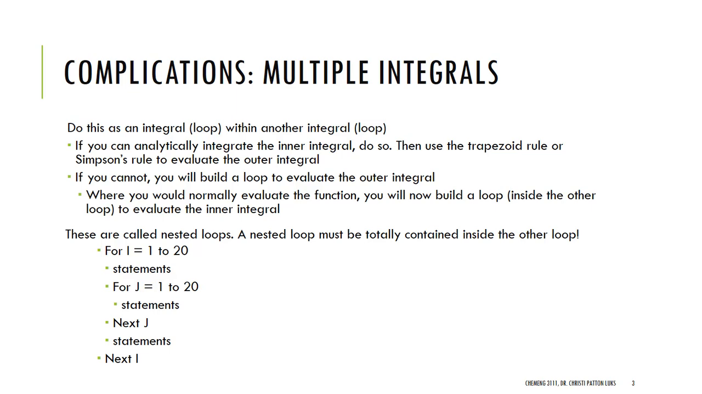These are called nested loops. A nested loop has to be nested totally inside the other loop. So think of these like the Russian stacking dolls. They have to be totally contained inside the other one. So for instance, here I have a loop on i that goes from here to here, and I have a loop for j that is totally contained. So it starts and it stops totally inside. Now it's possible you might have the stop of both of these right next to each other or the start of both of these right next to each other, but they still have to be totally contained.